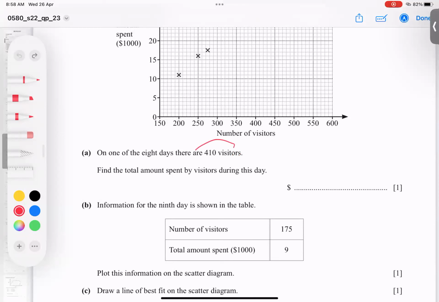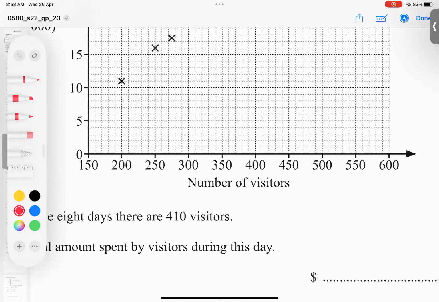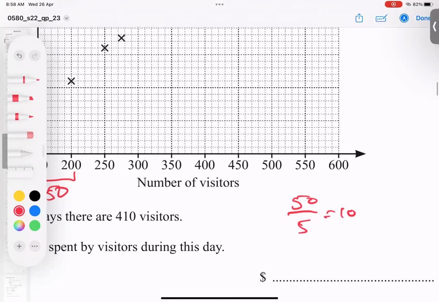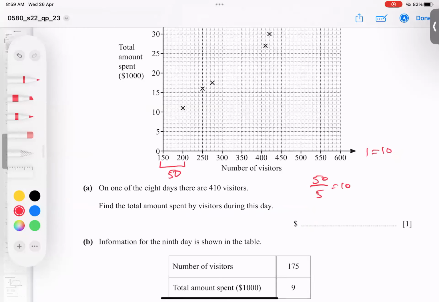410. Where is visitor 410? 410 is somewhere here. But again, I start: what is the value? 200 minus 150 becomes 50. The formula is 50 divided by the number of boxes: 1, 2, 3, 4, 5. So 5, I got 10. It means one box is equal to 10. These are very, very important because if you don't have these numbers, you can't solve the question. So this idea is clear.